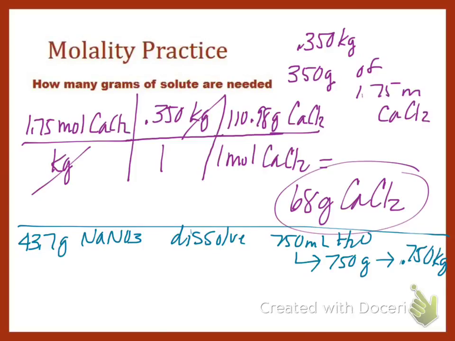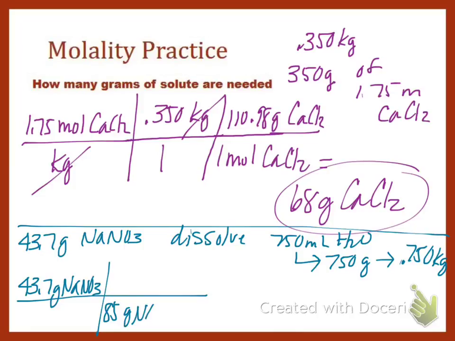Okay? So we're going to take the 43.7 grams of sodium nitrate, and I need it to be in what? Moles. And how do I do that? Divide it by its molar mass. 22.99 plus 14.01 plus 3 times 16. That's right. Okay. 85 grams per mole on top.